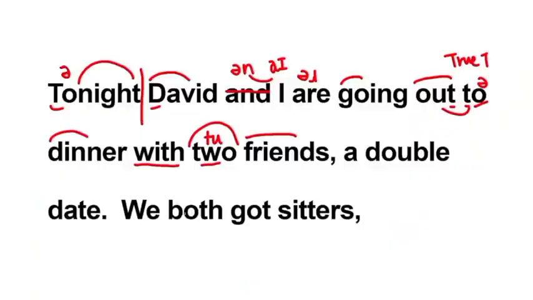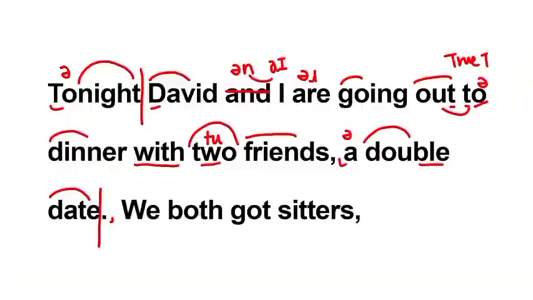A double date, with a stop T. So we have the word 'a' with a schwa. A double date. And in this thought group, these three words are very linked together. We have an unstressed syllable, then a stressed syllable, then an unstressed syllable, and a stressed syllable. Da-DA-da-DA. A double date. A double date. We both got sitters. We both got sitters. 'Both' and 'sit' are the most stressed words there.